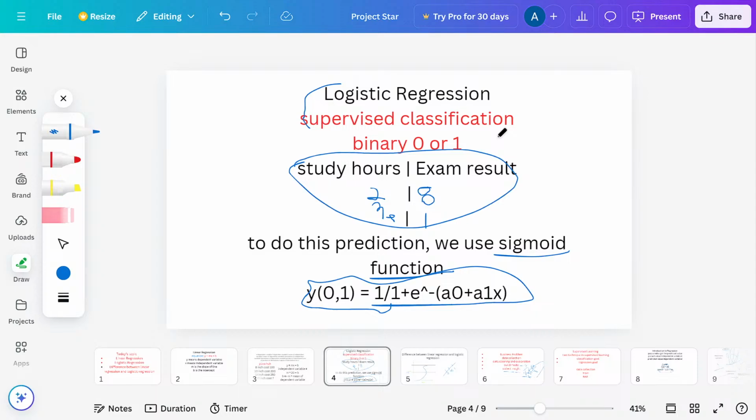So this is what logistic regression really is. Here we do something called classification, and we classify whether the value is true or false. We know that 0 is false and 1 is true. That's how we generalize whether something is true or false. That's what logistic regression does, and to find it, as I've already said, we use a sigmoid function.